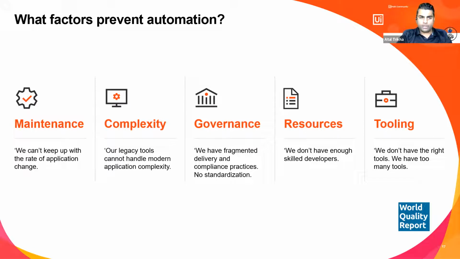The complexity of the applications, to write complex test cases, is another reason preventing the automation. Governance: there is no standard way of writing the test cases. We don't have skilled developers or automation engineers to write test cases. And last, we have either no tools or too many tools for doing the testing. These are the top five scaling inhibitors, and these come from the World Quality Report of 2021-2022.